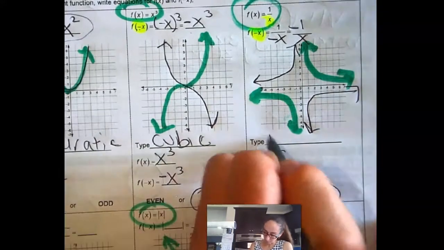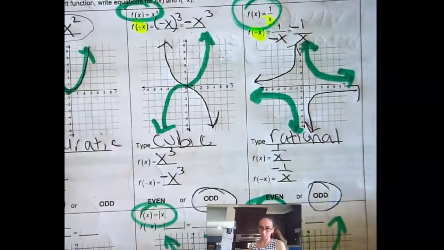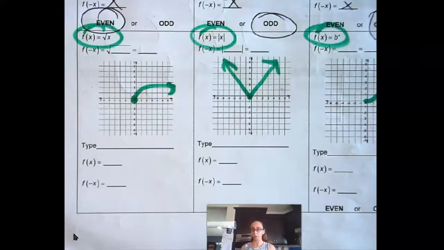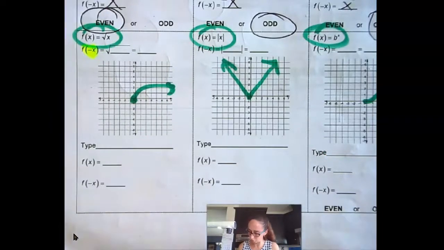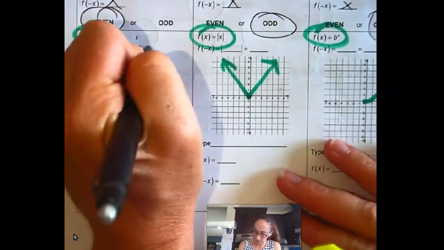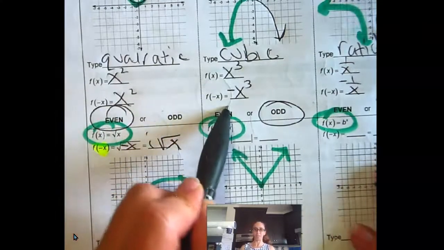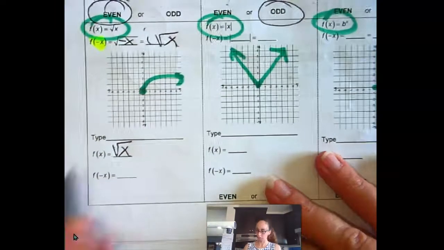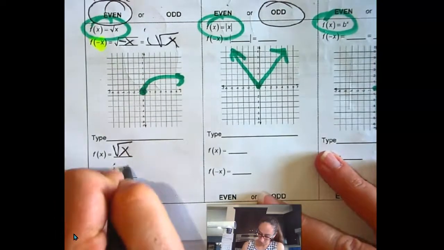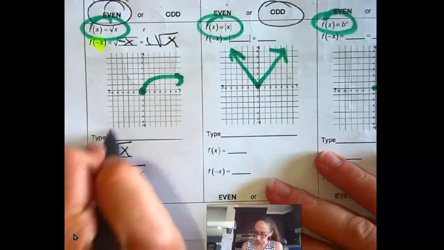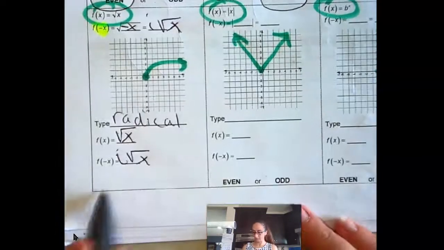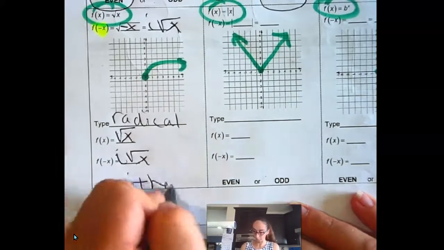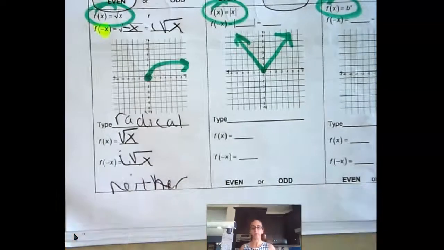Now, the type is called rational. Okay, one sec. So let's look at the next one. If I plug in negative, well, shoot. If I plug in this, I get the square root of negative x. Well, wait a minute. That isn't the same, but it isn't the opposite. So it's not even. So if I plugged in this, I got this, the original. But then when I plug in a negative, I get the square root of negative x. That's not the opposite. By the way, this is called a radical function. So that means it got cut off here. And maybe it did because it's neither. It's not odd. It's not even. It's neither. Okay?